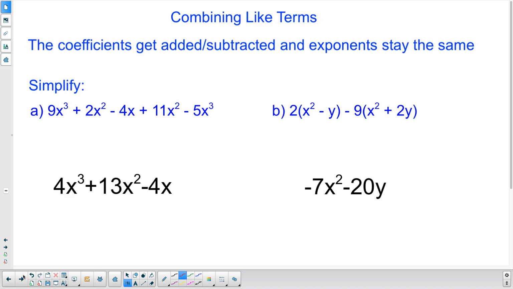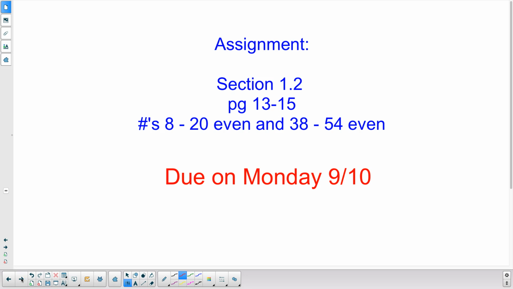Easy, easy, easy. So, at the bottom of that page that I have for you is this homework assignment. This homework assignment is section 1.2. It kind of combines the stuff from section 1.1 with it, so I think it's a good representation of it, and it will be due on Monday.